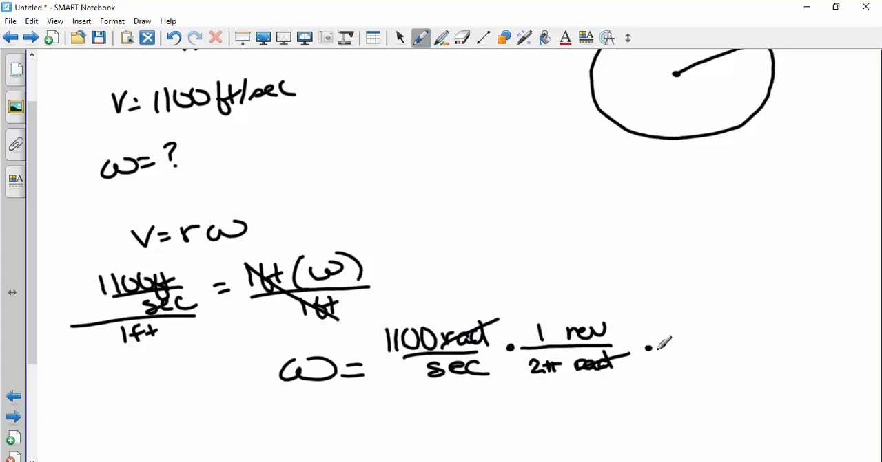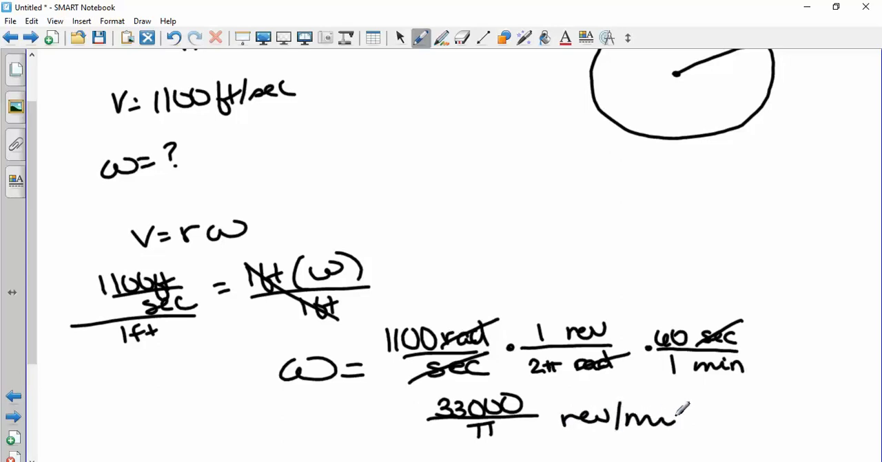All right, and then we have seconds. We need minutes, so we need to put seconds on top, minutes on the bottom. 60 seconds in 1 minute. So then you multiply with 33,000 over pi, or you could divide those revolutions per minute. So that's just another problem where we have to practice that conversion. Is that one okay?